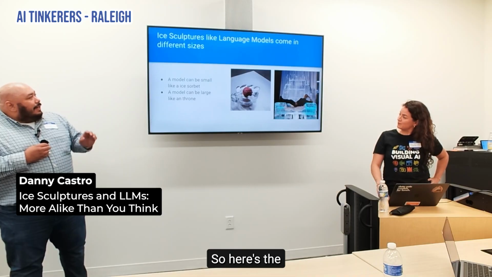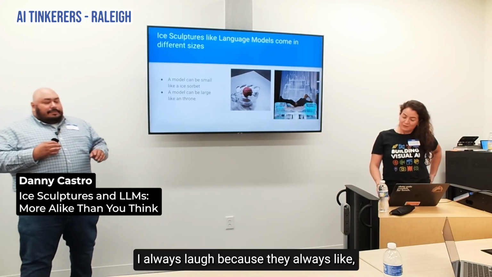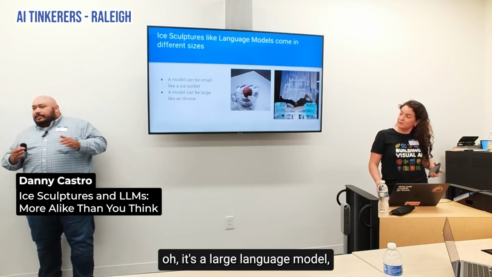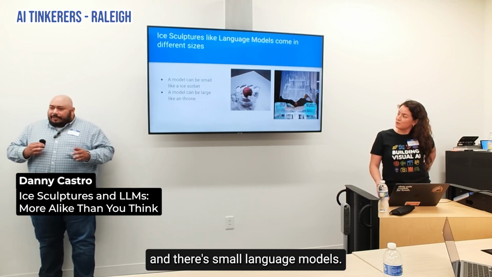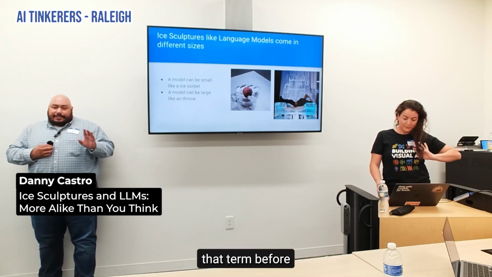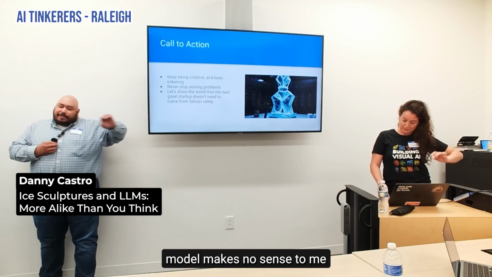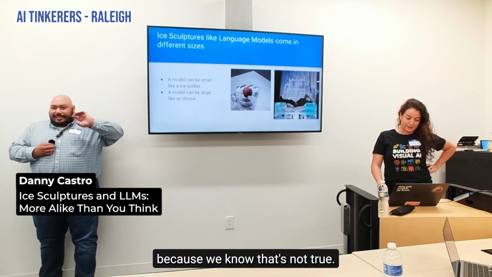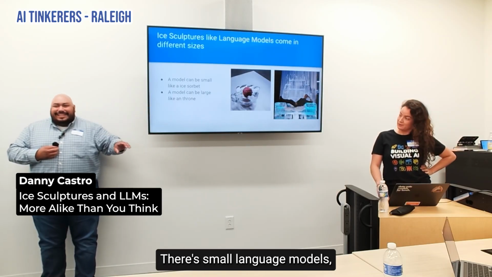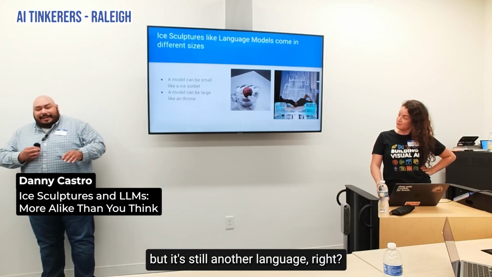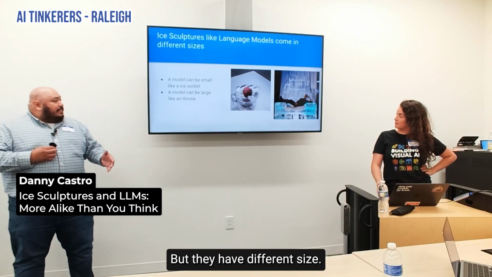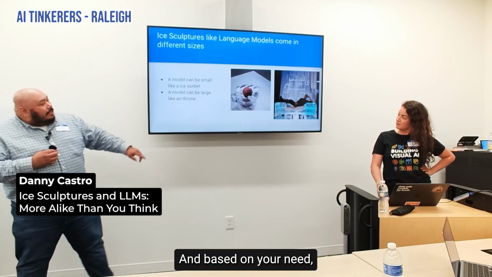So here's the funny thing about language models, right? I always laugh because they're always like, oh, it's a large language model. And there's small language models. I wish they had figured out that term before, because everything that's a large language model makes no sense to me, because we know that's not true. There's small language models, but it's still an LLM, right? But they have different sizes based on your need.